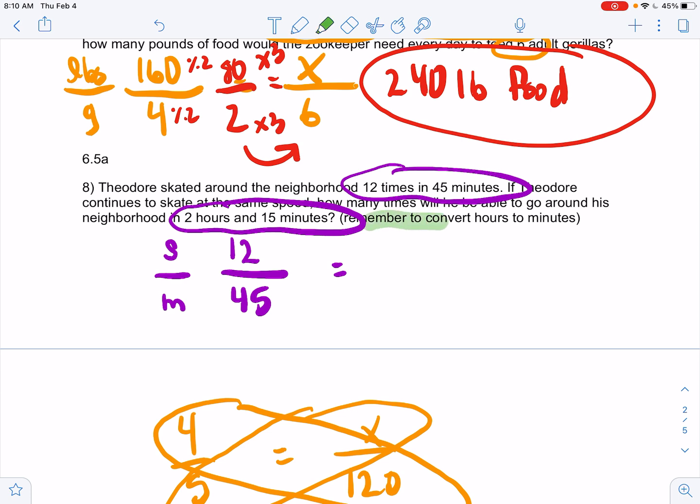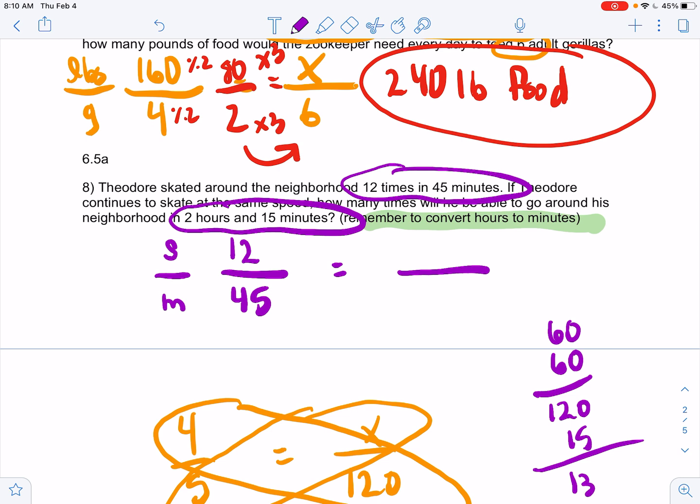Here it says, remember to convert your hours to minutes. We cannot come over here and say 2 hours and 15 minutes. We have to convert to the same unit. So we have to convert the hours to minutes. So how many minutes is in 1 hour? 60. We have 2 hours plus our 15. 60 plus 60 is 120. Plus 15 would be 135.